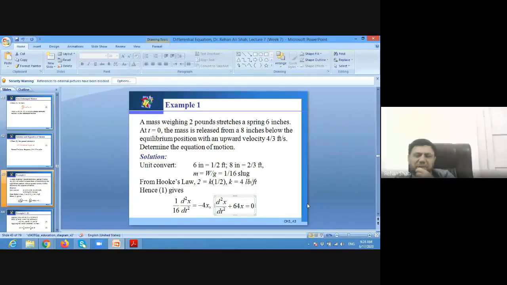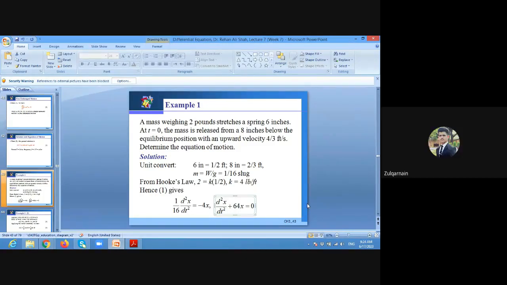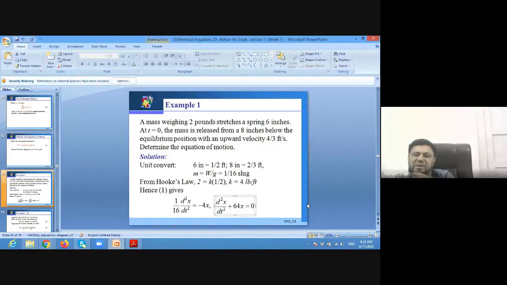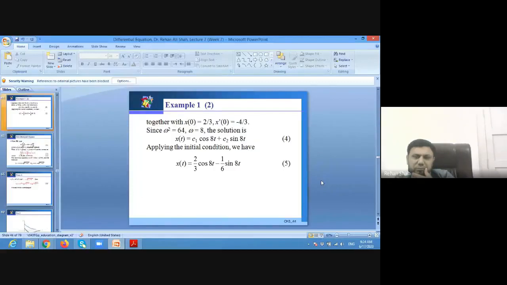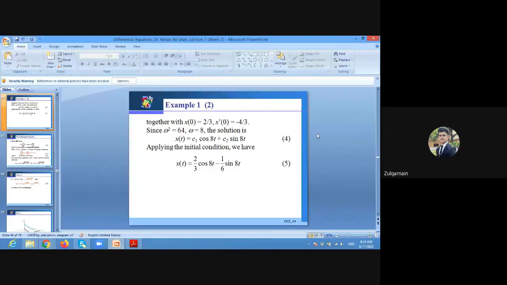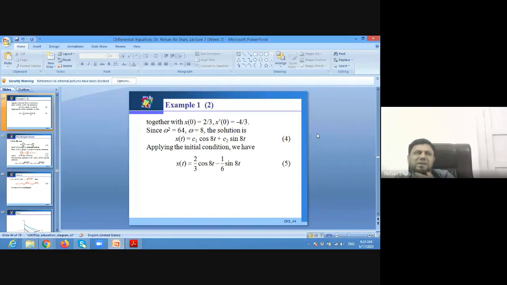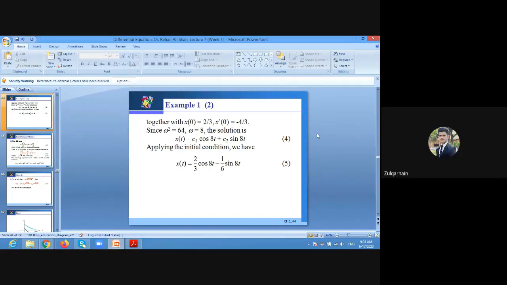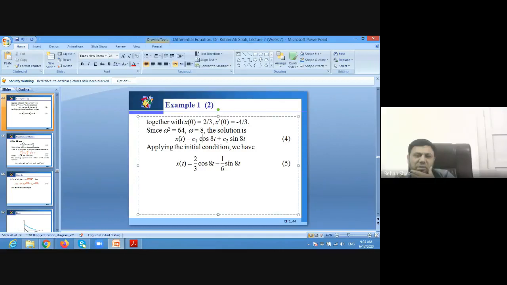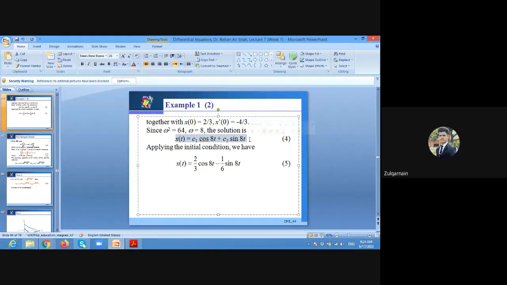Homogeneous. Okay. So what will be its characteristic equation? Sir, m square plus 64 equal to 0. Yes. So what will m be? m is equal to plus minus 8 iota. Yes, sir. So xt will become c1 cos of 8t plus c2 sin of 8t. Is this clear up to here? Clear, sir. Okay.